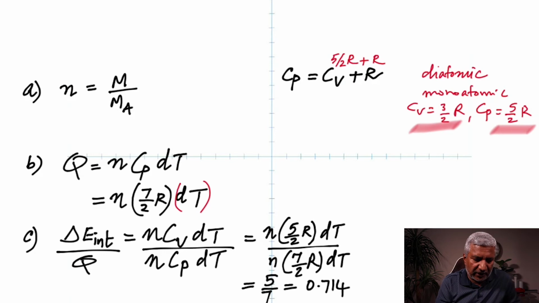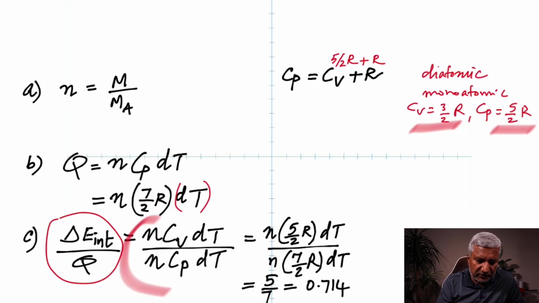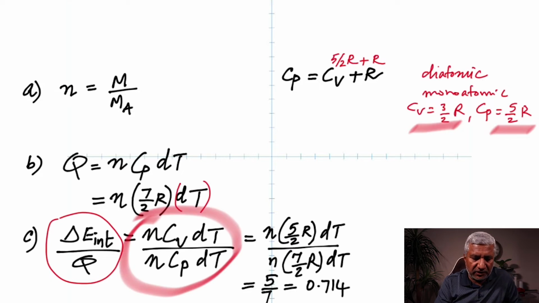So let's go there now. To change the internal energy, because it's asking you for a fraction, it's presented as a ratio now. Change in internal energy divided by Q. Notice, the formula for change in internal energy is n Cv dT, and for Q is n Cp dT. Notice that difference. Focus here. Do you see the difference? One is Cv, the other is what? Cp.